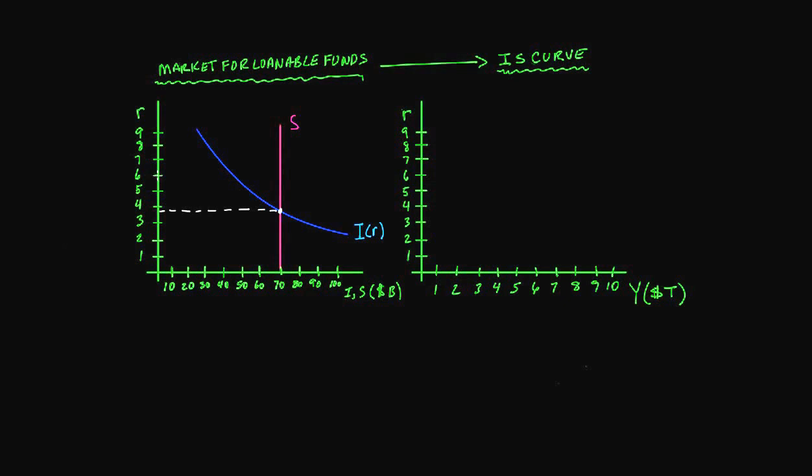Clearly, at a real interest rate of, say, 6%, we'd have savings of $70 billion and a demand for investment closer to 45, and that surplus would drive down the real interest rate because there'd be a surplus of funds. So you can imagine auction-like behavior. And the converse is true down here at a lower real interest rate like 2%. So this is our equilibrium.